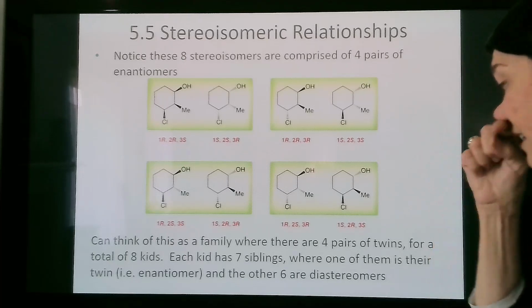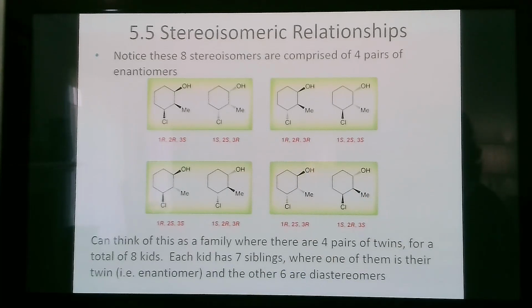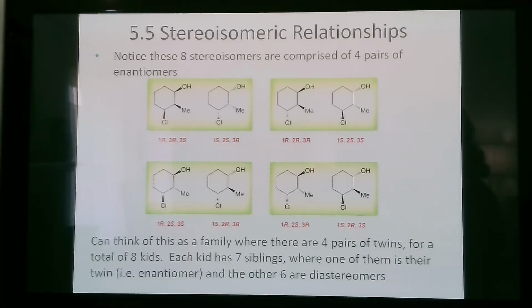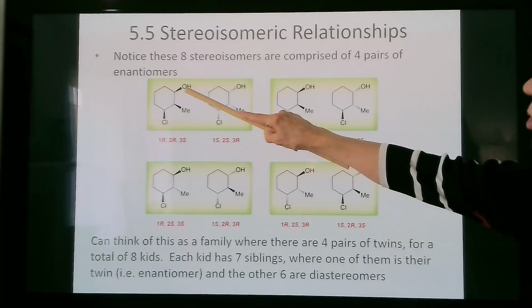There's another interesting thing that is demonstrated by these 4 pairs of twins and these 8 stereoisomers. And that is, look at the number of chiral centers. 1, 2, 3. So the number of chiral centers can be used to calculate for you the maximum number of possible stereoisomers. And the way that that is calculated is it is 2 taken to the nth value. Okay, so here this is 1, 2, 3.